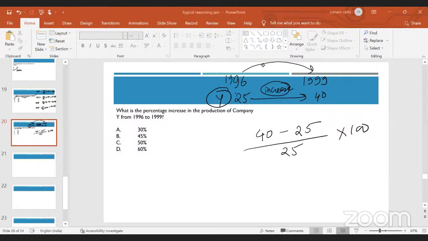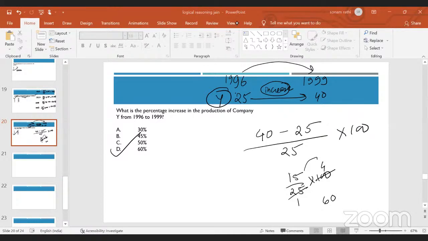Yes, Kritika. Yes, Jay. Correct answer. Yes, William. Yes, Abdu. Yes, Martin. Yes, all of you are giving me the correct answer. Correct answer is option D, because I will get 15 upon 25 into 100. 25 ones are 25, fours are 100, so 15 fours are 60. 60% is the answer.